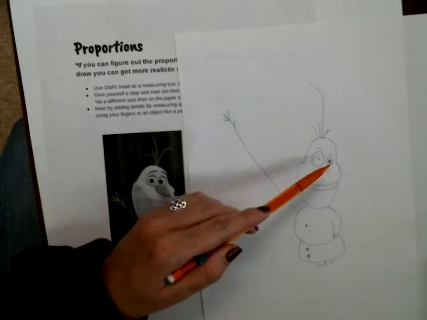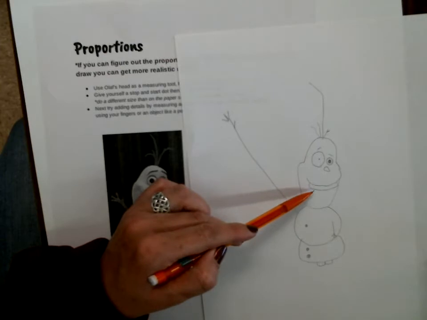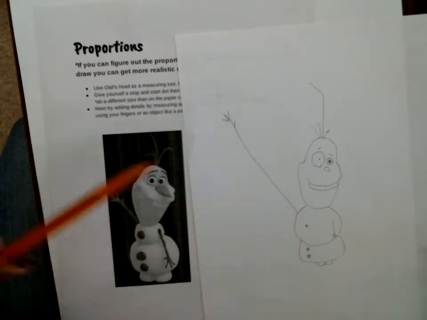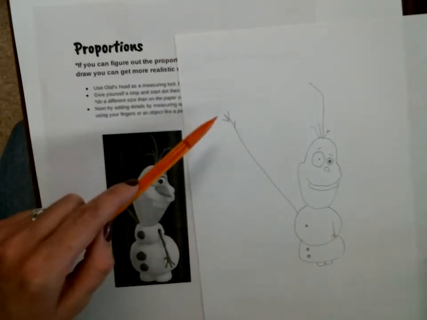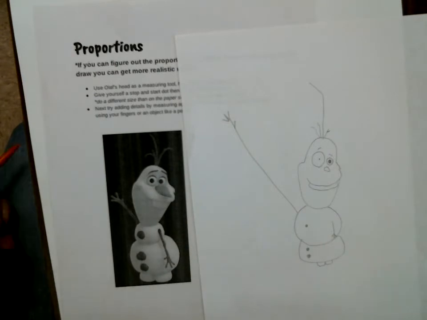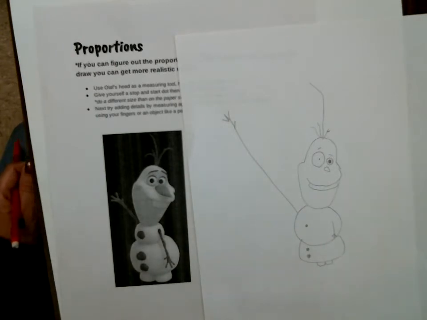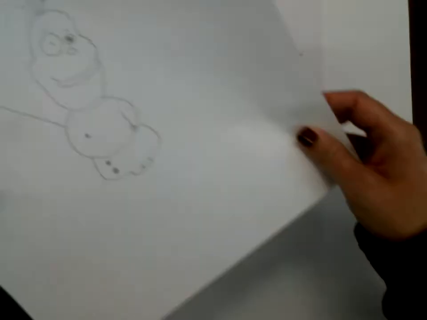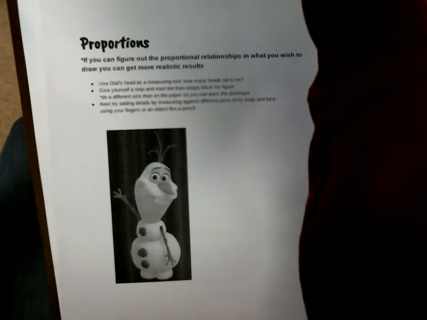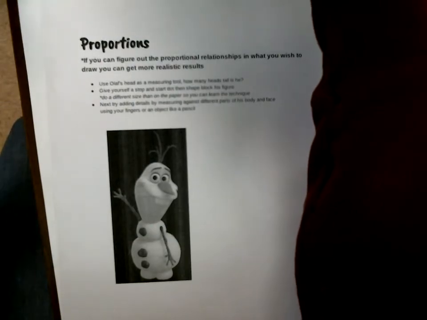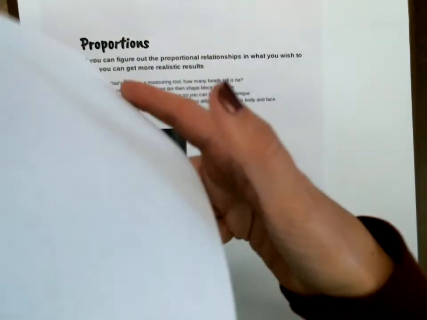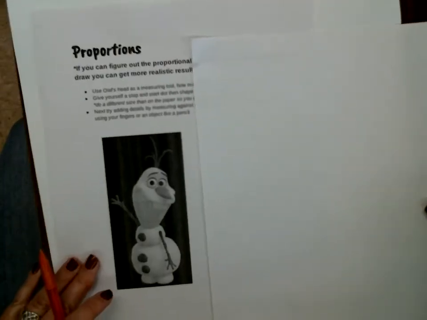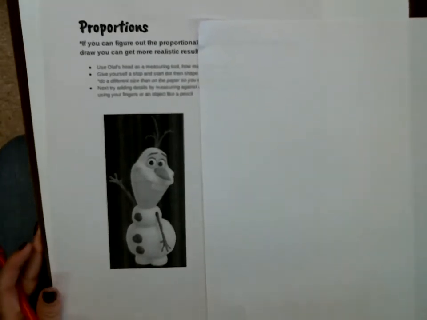Look at the different size of the eyes. The teeth are too wide. The top snowball is way too big. The arm's way too long. So all of these things are throwing him off so that he doesn't look realistic. He doesn't look like the real thing. So what we're going to be doing today is practicing figuring out proportions so that you guys can use it when you have something more challenging to draw.